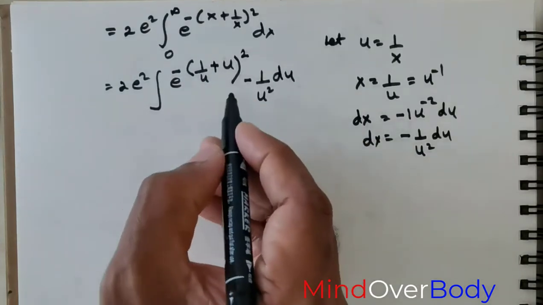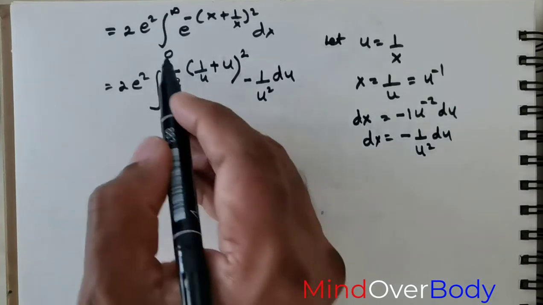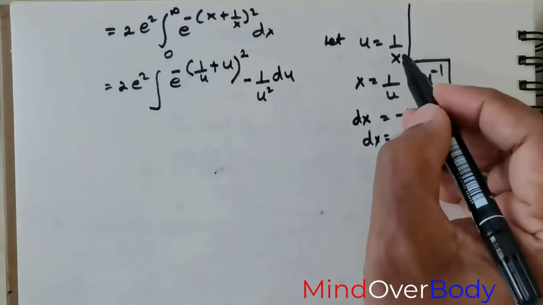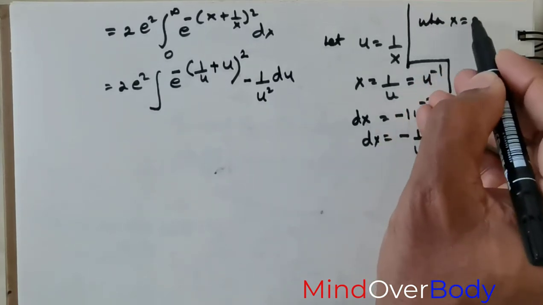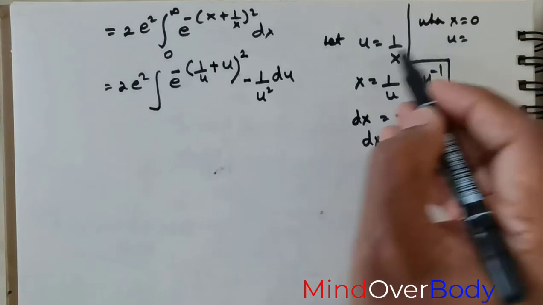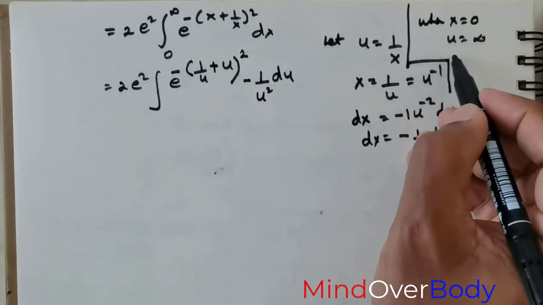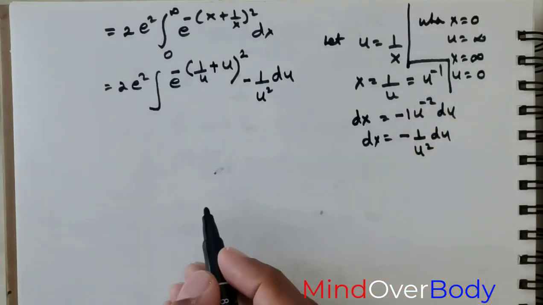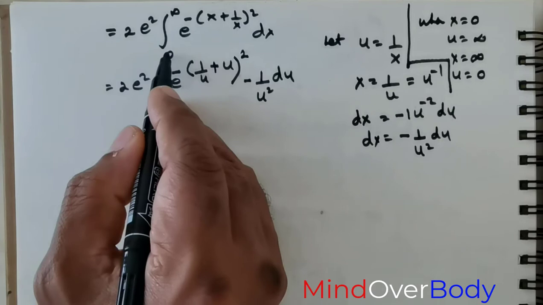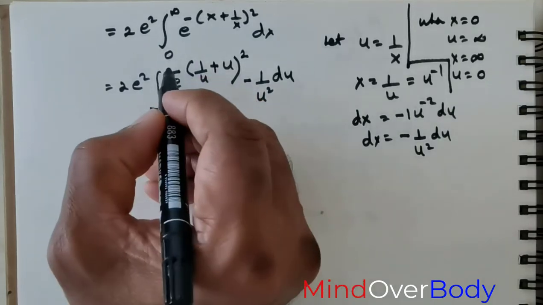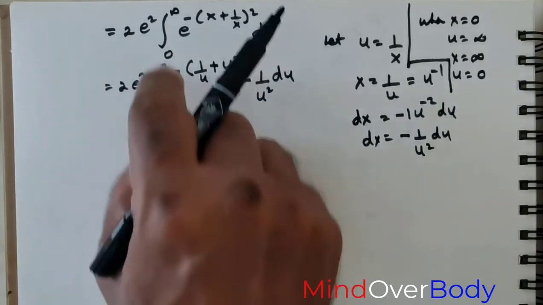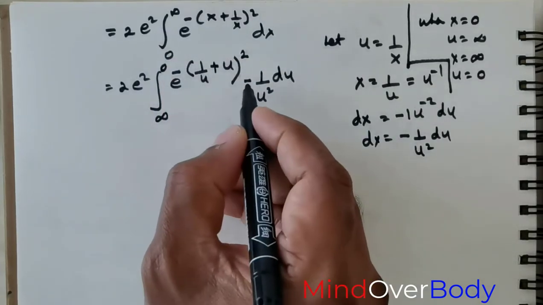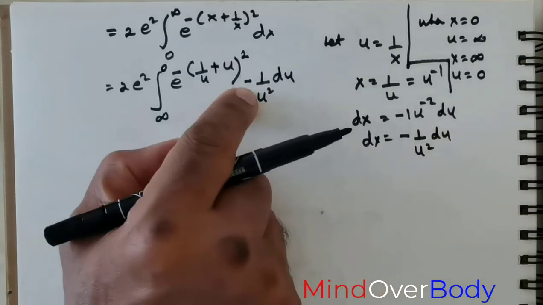So if I were to substitute the limits now, when x is equal to 0, u is equal to infinity, and when x is equal to infinity, u is going to be 0, right? So let us substitute that. For 0 it's going to be infinity, for infinity it's going to be 0. So this is how the limit takes form. Now I got a negative sign. If I were to drop the negative sign, that means the limits will change.